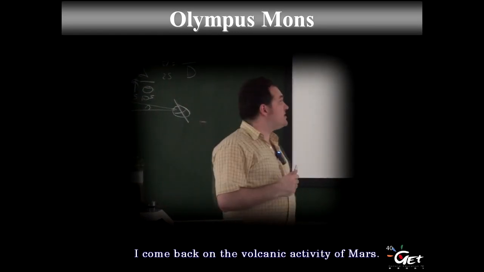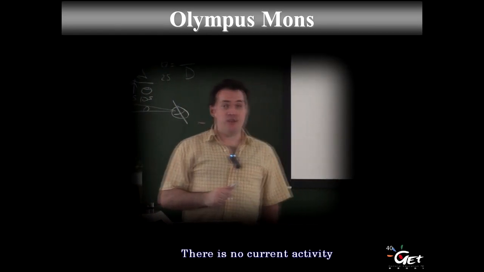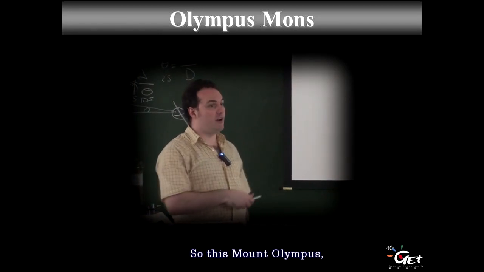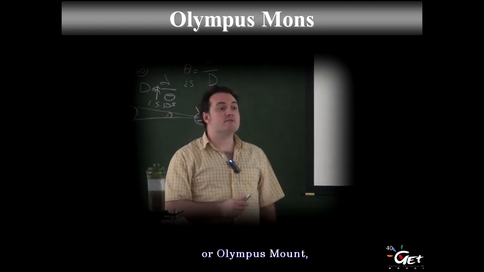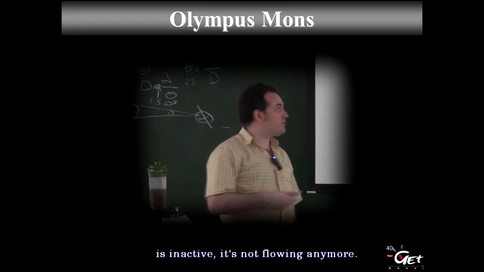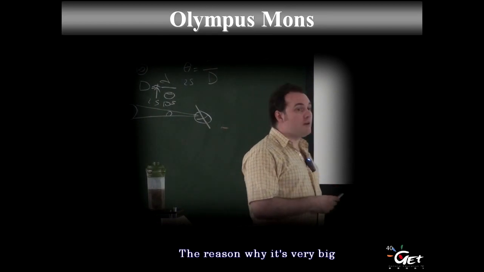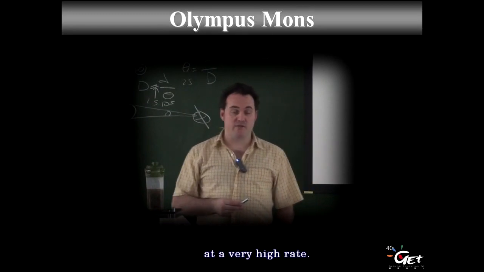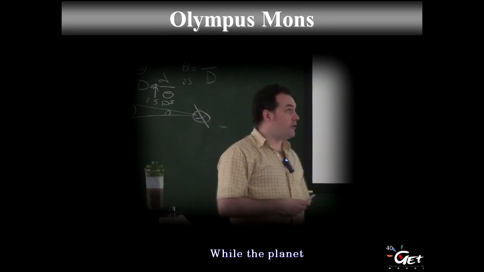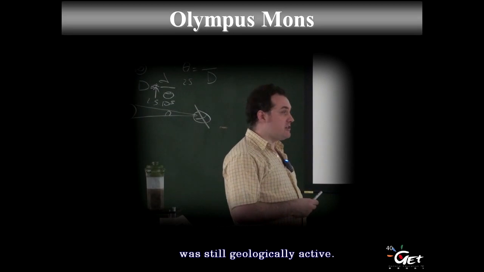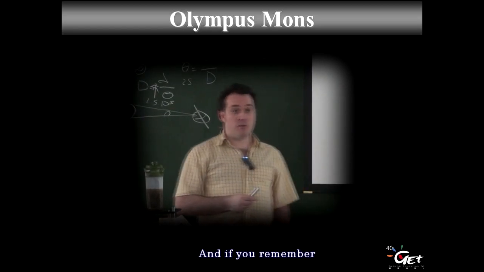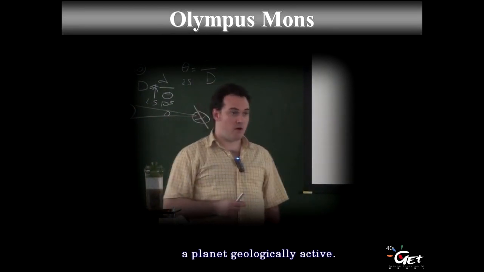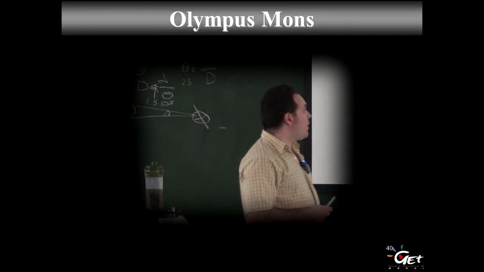Coming back to the volcanic activity of Mars, there is no current activity on the surface anymore. So this Mount Olympus, or Olympus Mons, is inactive. It's not flowing anymore. The reason why it's so big is probably because it erupted for a very long period at a very high rate, while the planet was still geologically active. And if you remember from what we discussed about Earth, you have several ways to keep a planet geologically active.